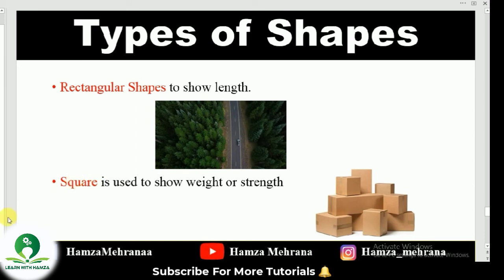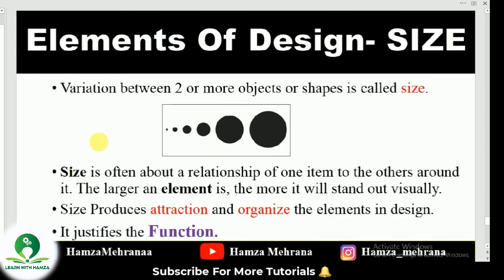Let's talk about the next element of design, and that element of design is size. I hope that you are well aware of size. Variation between two or more objects or shapes is called size. Here you can see that this circle is of small size and this circle is of a larger size. Size is basically a relationship of one item to another, and remember one thing: the larger an element, the more it will stand out visually. And what does size do in our designs? Size produces attraction and organizes the elements in design. Moreover, it justifies the function.